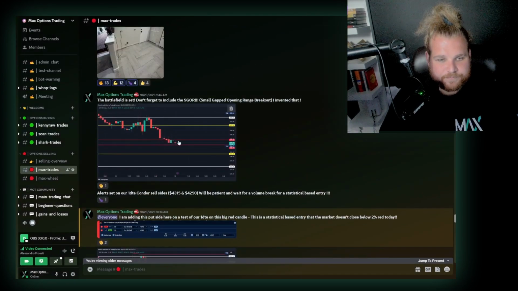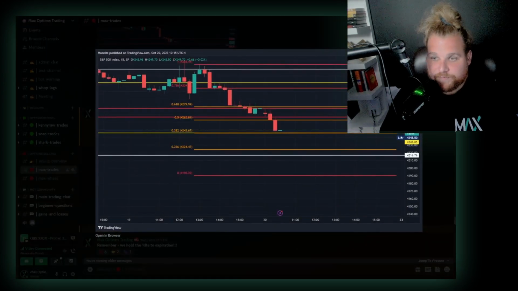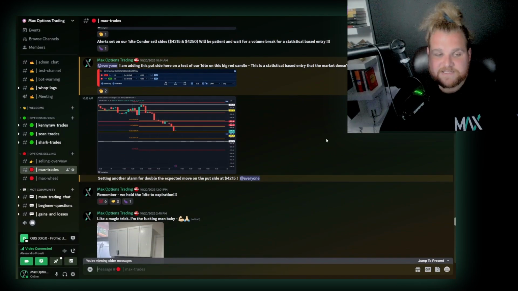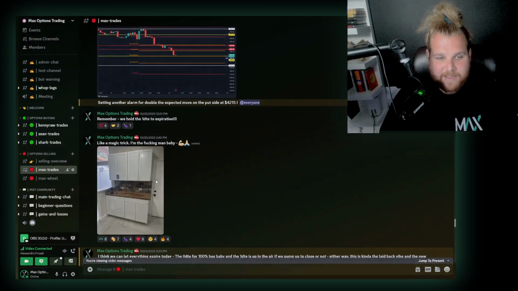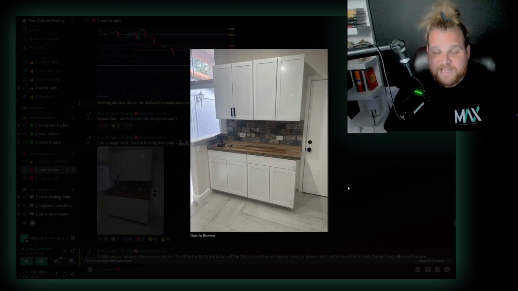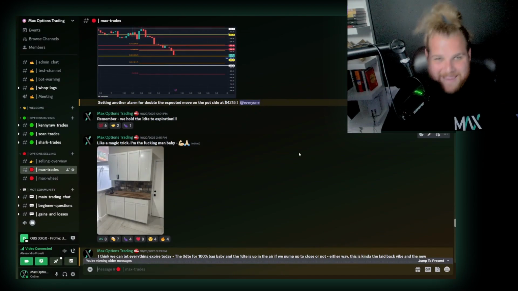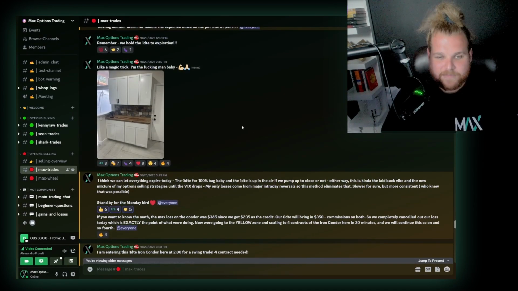42.50. And we are down to 42.49. That tells me it's time to enter a put side statistical based entry there, which we did. Boom. Look at this beautiful kitchen I just made. Holy shit, I'm the man. I'm down and I'm letting it crush.